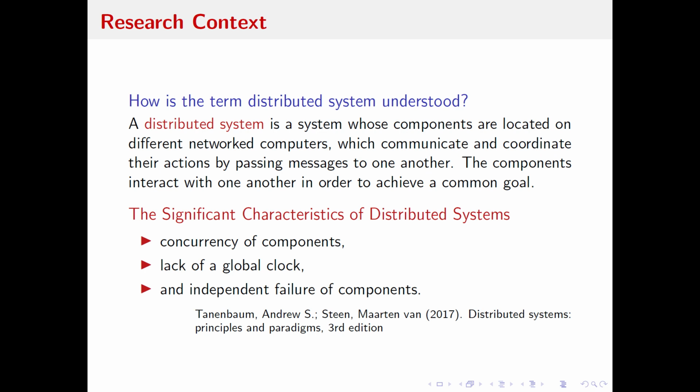Tanenbaum and van Steen determined three significant features of distributed systems, namely concurrency of components, lack of a global clock, and independent failure of components. For each project, these features turn the achievement of a common goal by the system components into a non-trivial problem for engineers developing the system.